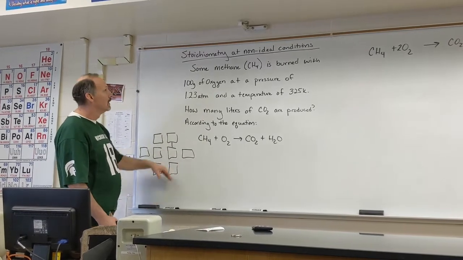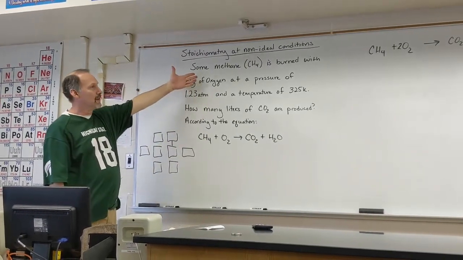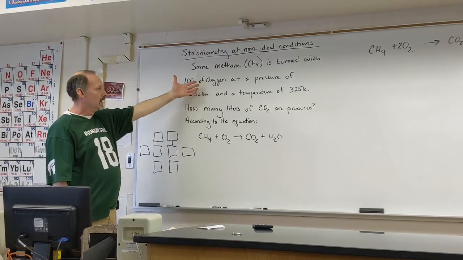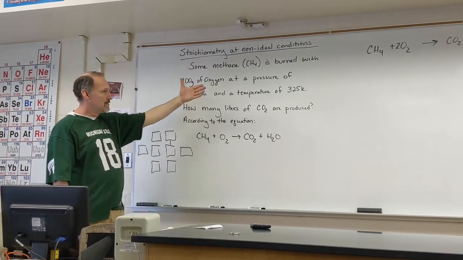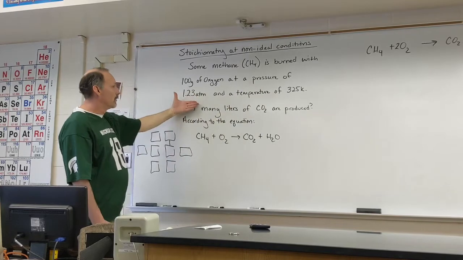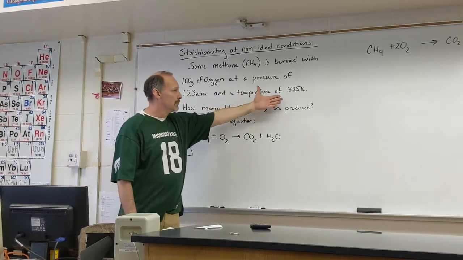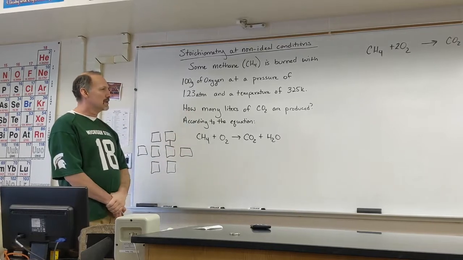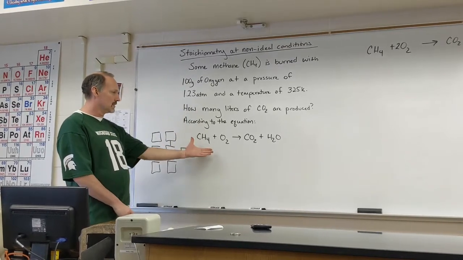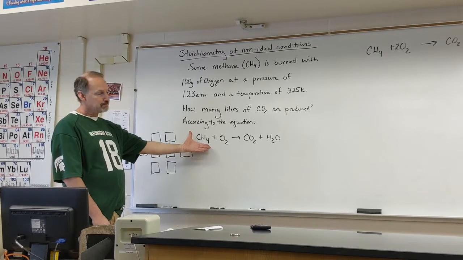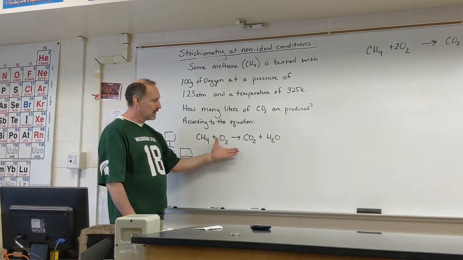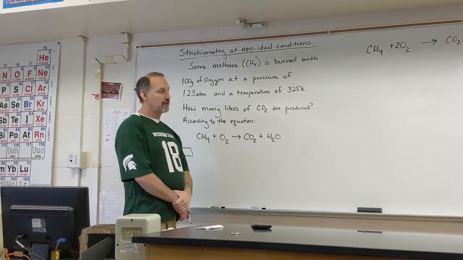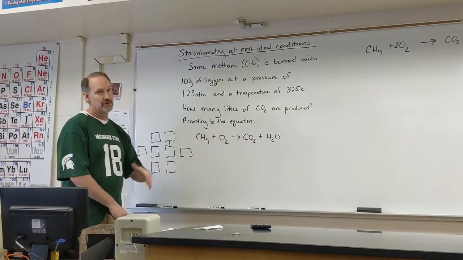Here's our problem. We have some methane gas that is being burned with oxygen. And we have a pressure and a temperature that's given: 1.32 atmospheres pressure and 325 Kelvin temperature. And it asks how many liters of CO2 are produced according to this equation. So here we have our methane, we have our oxygen burning with it, and of course, combustion gives off CO2 and H2O. So this is a combustion reaction.